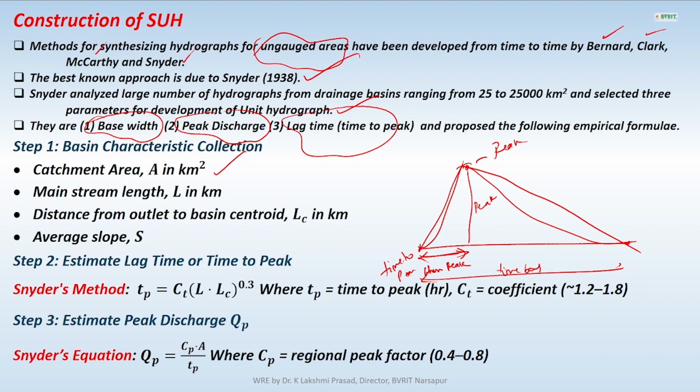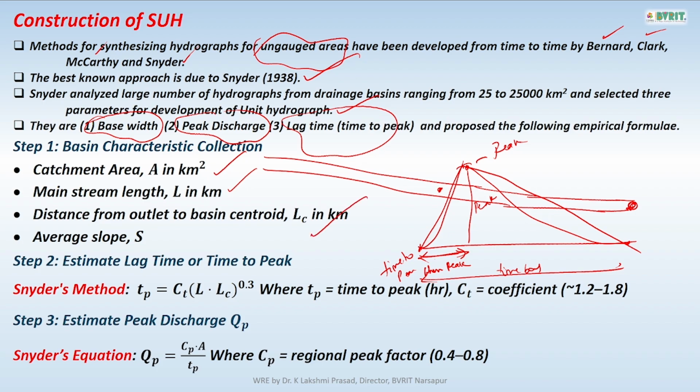What is the given data? Basin characteristics: the catchment area is given. The mainstream length L is given to you. Then the distance from the outlet to the basin centroid. Suppose this is the stream, and somewhere here the outlet is. From this outlet to the centroid of the basin, this is what we call LC, in kilometers. If you know the total mainstream length, we can also find the average slope.